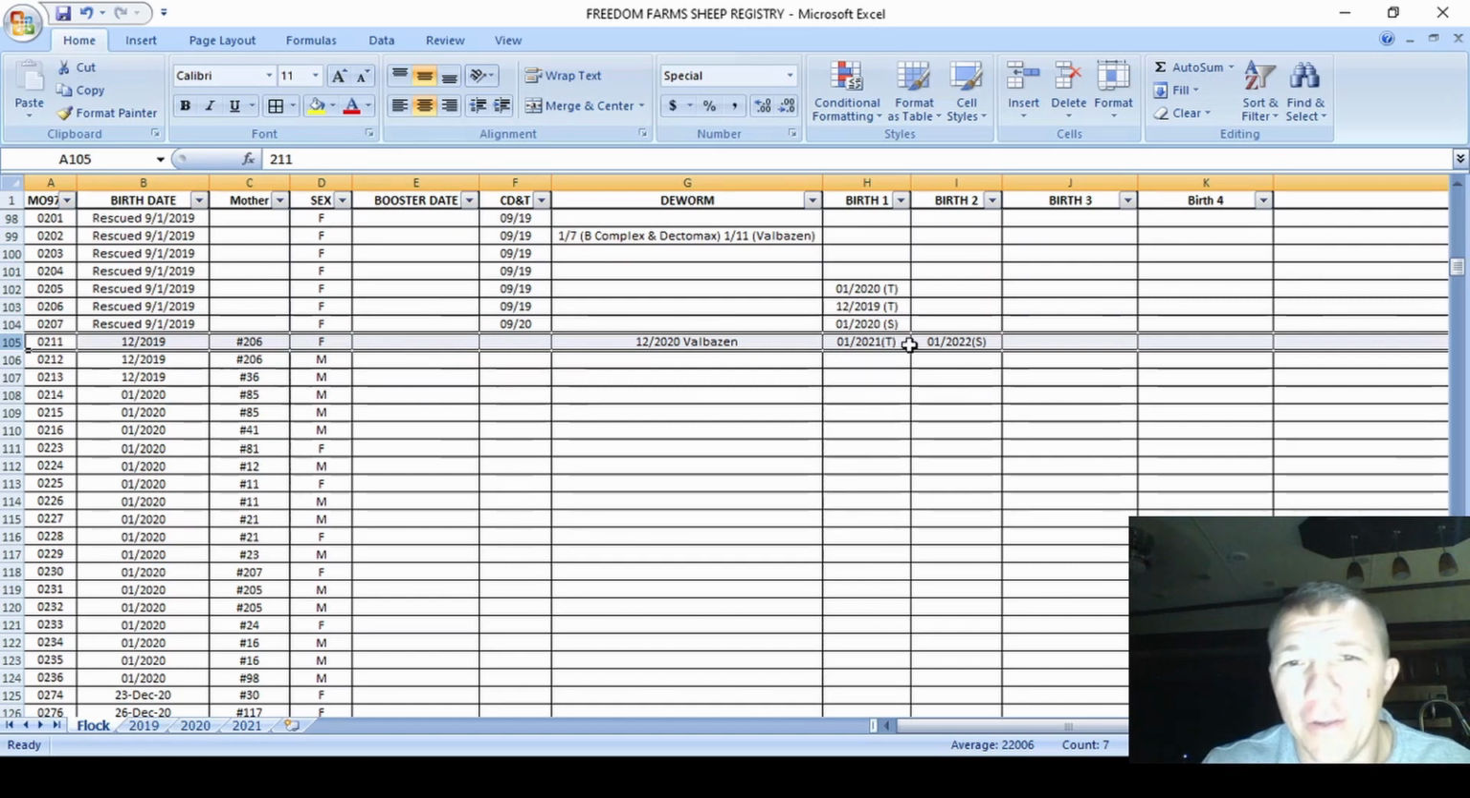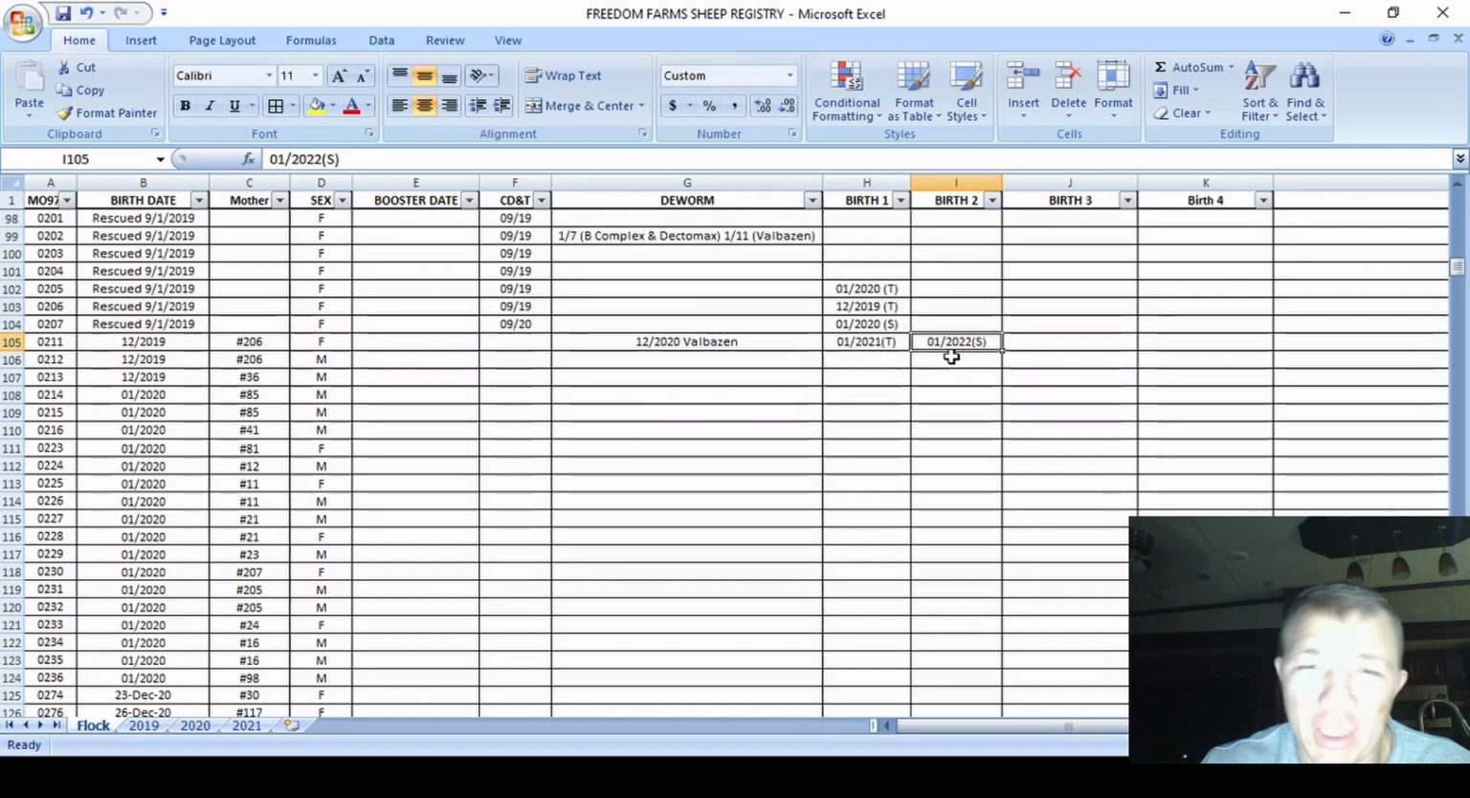But the other thing I inputted over here was twins, right? So you can see for birth 1, I said that in January of 2021 she gave birth to twins. And then I forecasted, again, these are examples because this isn't accurate for this lamb.